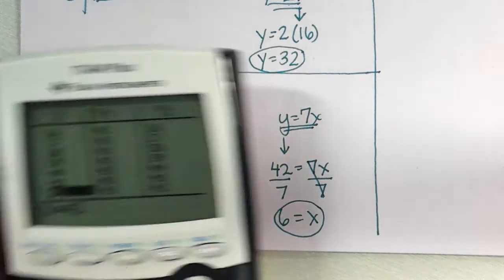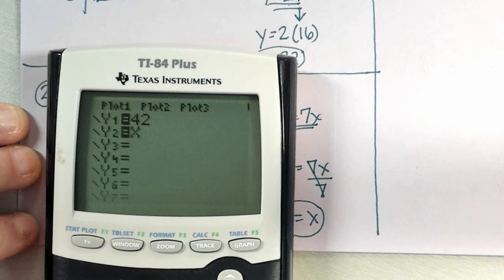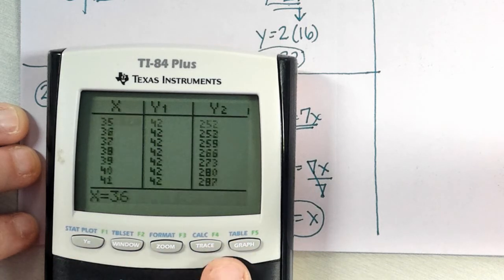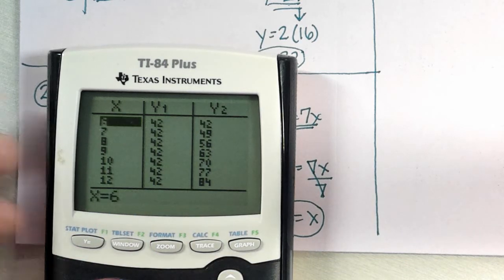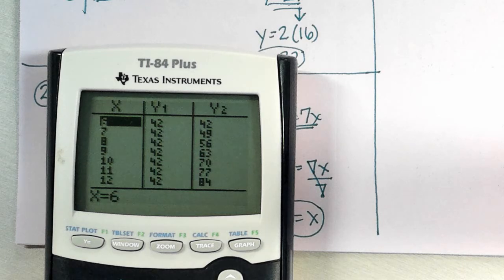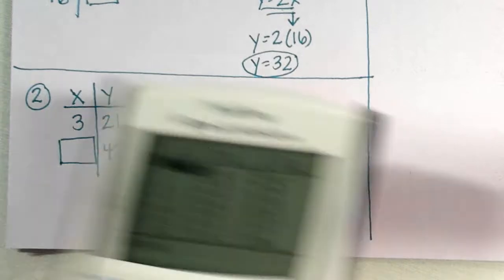What am I doing wrong? Oh, I just put x. Okay, that's why. I keep scrolling and scrolling. Okay, there it is, at 6. So when x is 6, y1 and y2 are both 42. Okay? So again, this tool may be the right tool for you for some things, but we will need to be able to do it by hand.